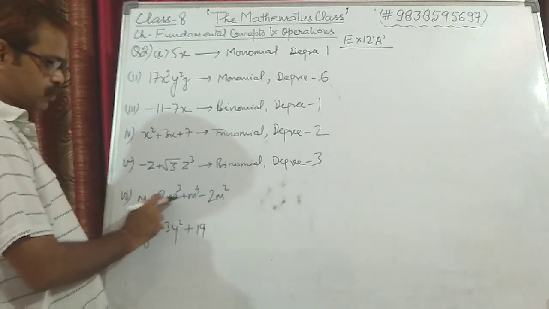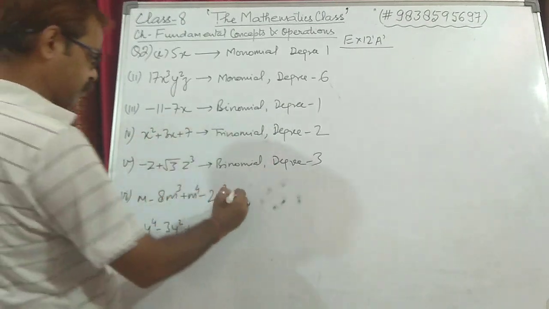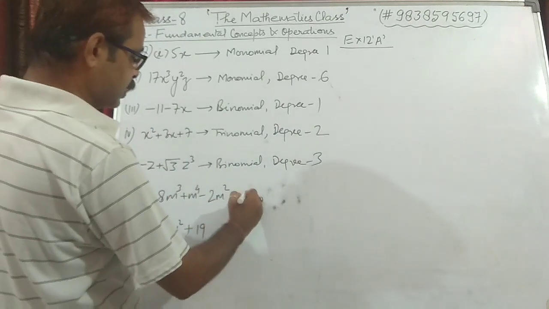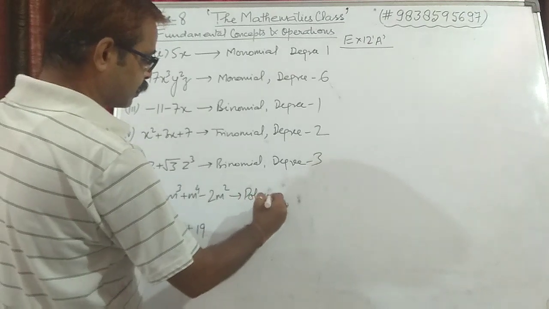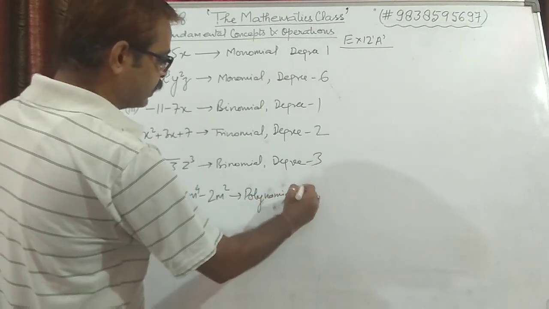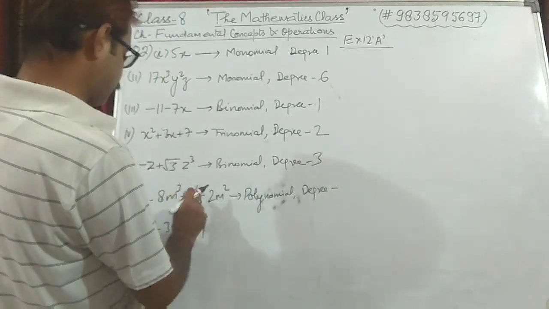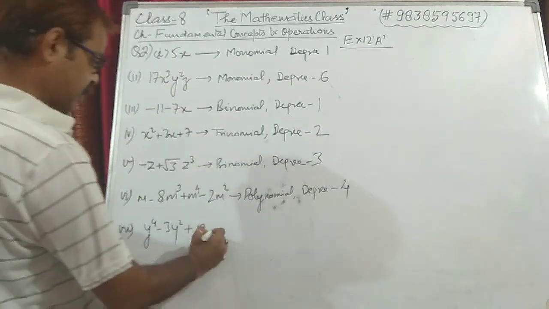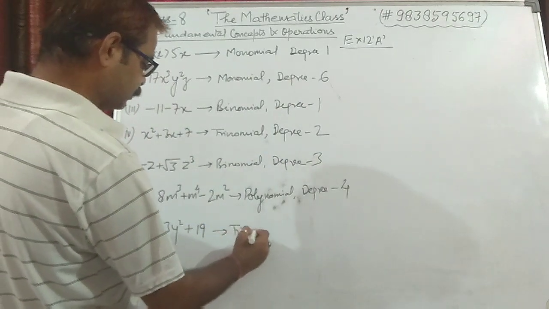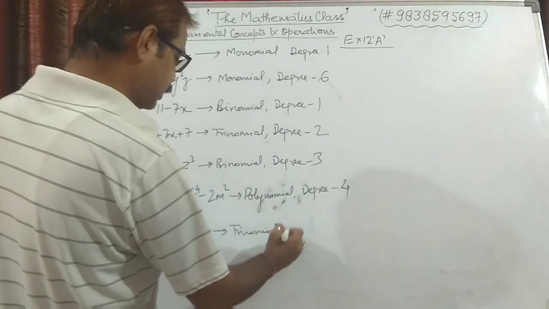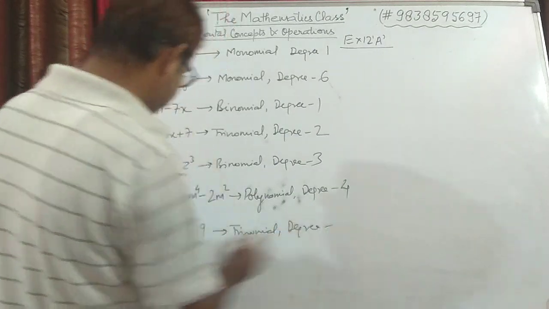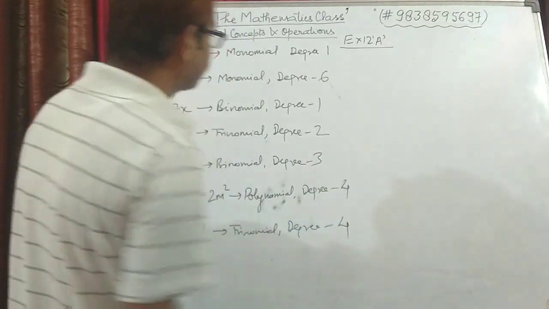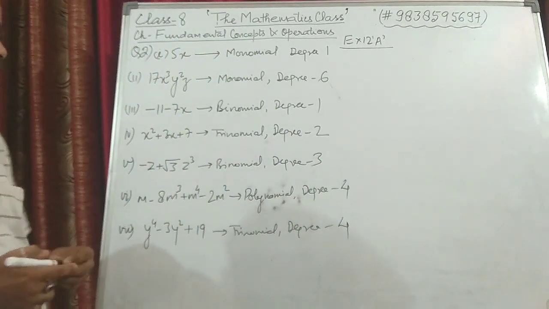Now m minus 8m cube plus m to the power 4 minus 2m square. So 1, 2, 3, 4. More than 3 terms, so it is a polynomial. Polynomial, and degree will be 4, the highest degree, so degree is 4. Now similarly this is a trinomial, with degree, highest power of variable is 4, so degree is 4. I hope you all must have understood this.